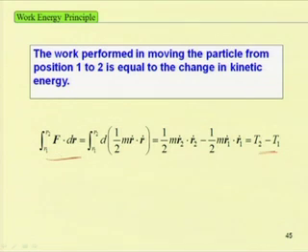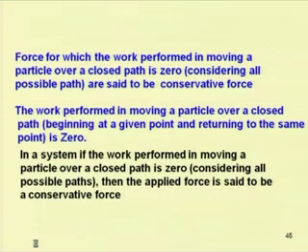We can write F equal to m r double dot. So one can write this as the change of half m r dot squared, which is equal to T2 minus T1. So the work done in moving a particle from position 1 to 2 equals the change in kinetic energy of the system. Forces for which the work performed in moving a particle over a closed path is 0, considering all possible paths, are said to be conservative forces.